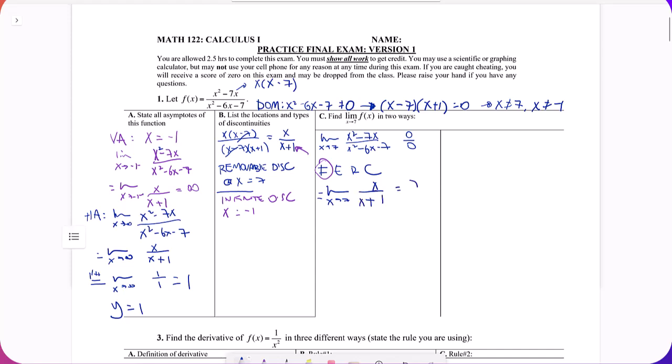which is 7/8. The second way is we can use L'Hopital's rule, right? We know we get 0 over 0. So it's going to be the limit as x approaches 7 of 2x minus 7 over 2x minus 8. Plug it in again, and we get 7/8.